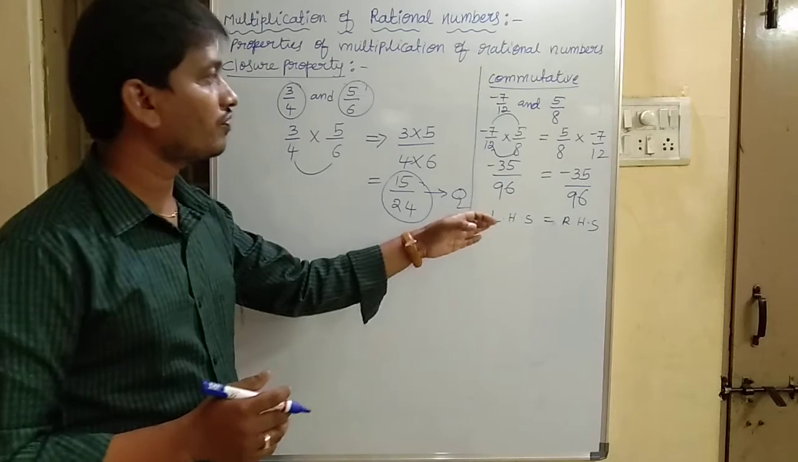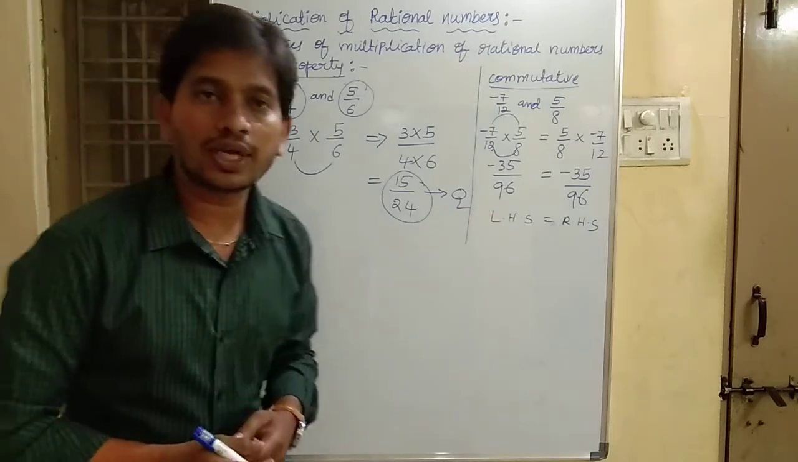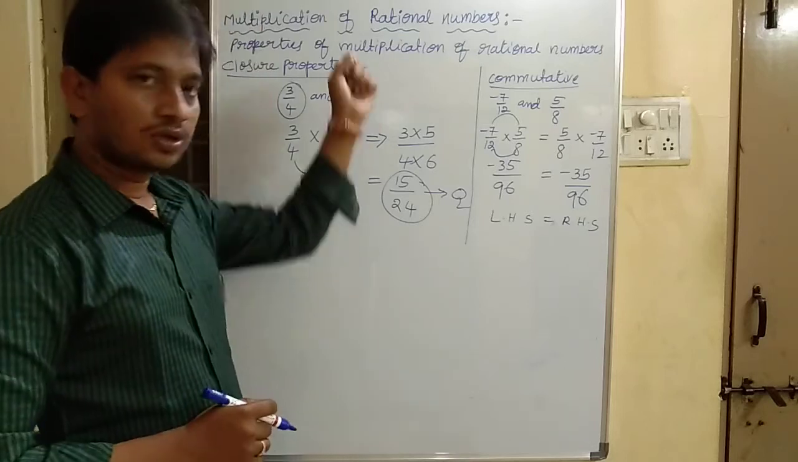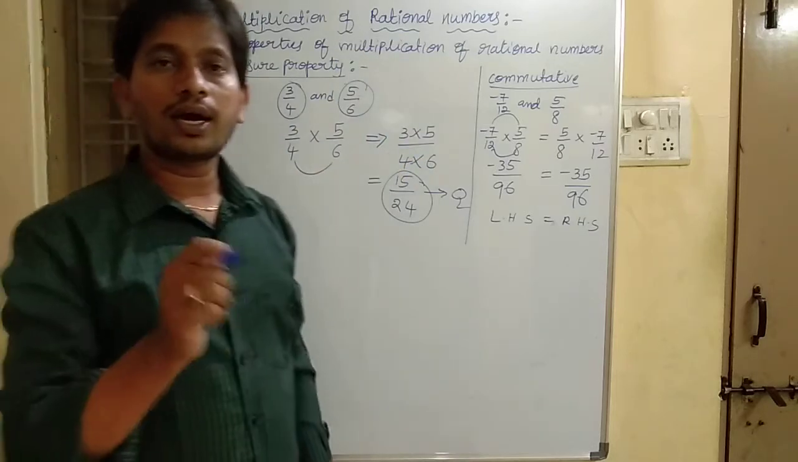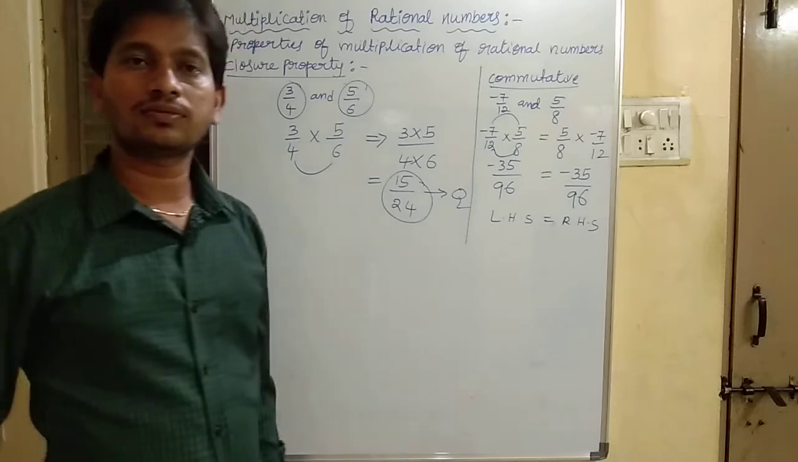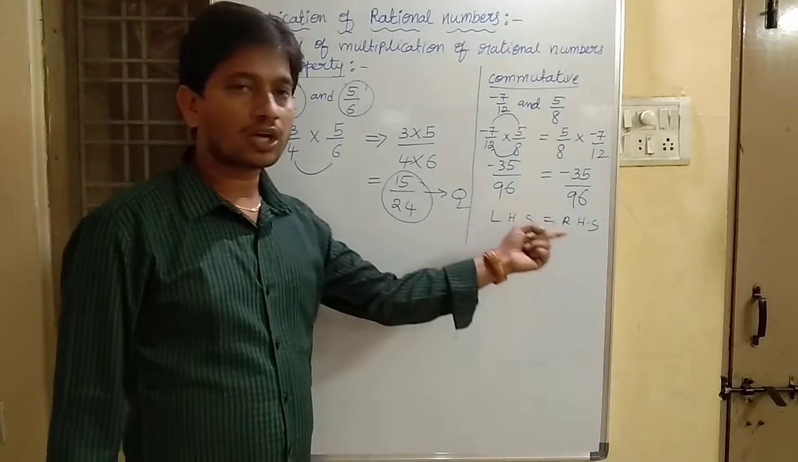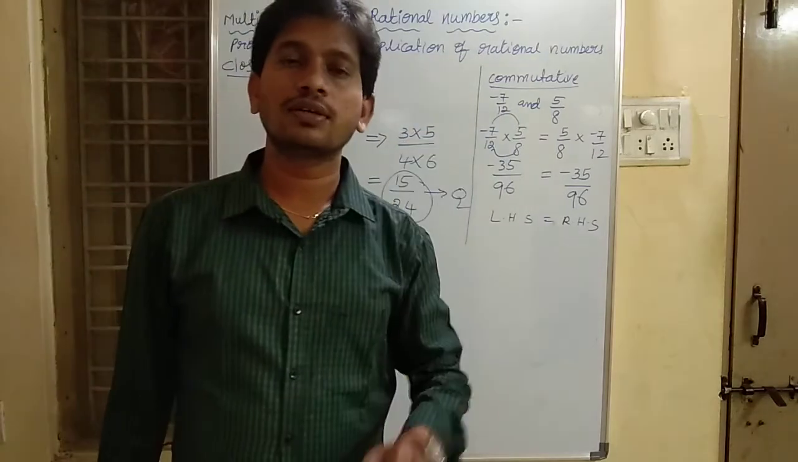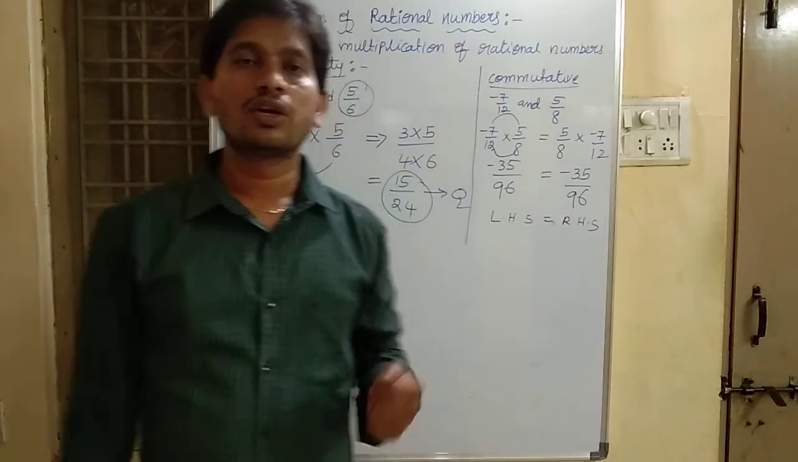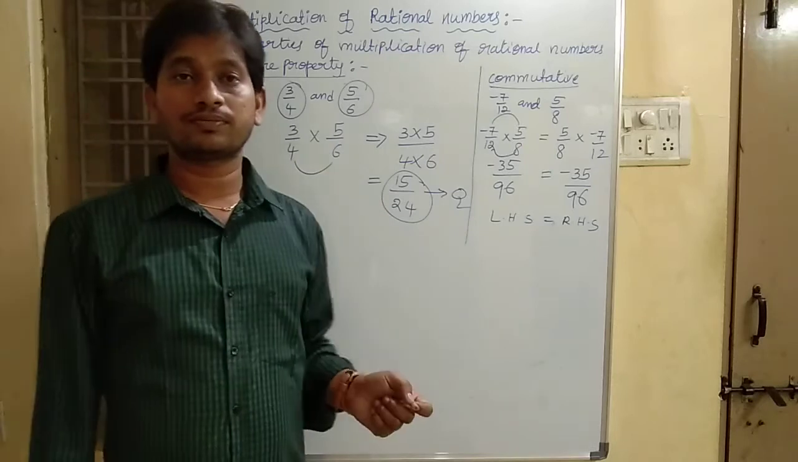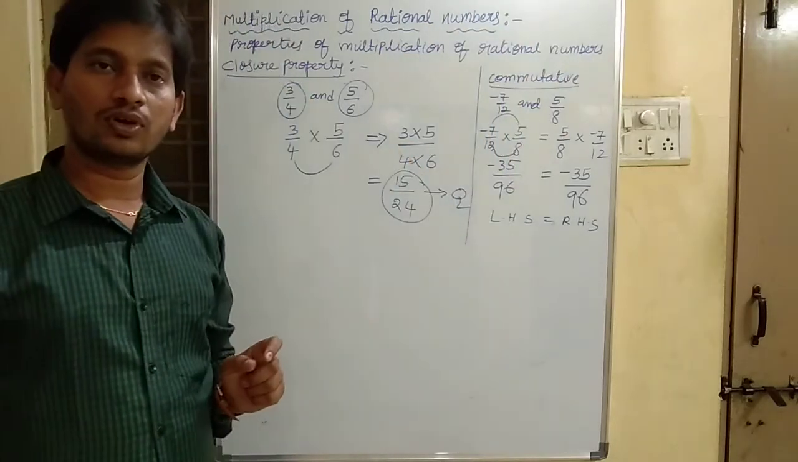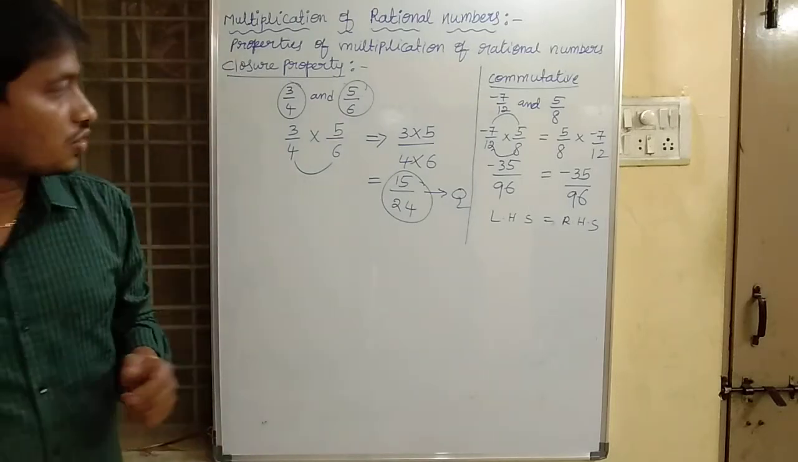So from this, what can we conclude? We can conclude that rational numbers are satisfying commutative property under multiplication. In the case of subtraction, rational numbers are not satisfying commutative property. It is satisfying under addition and multiplication. Okay, now the third property is associative property.